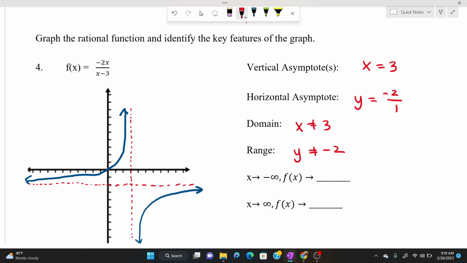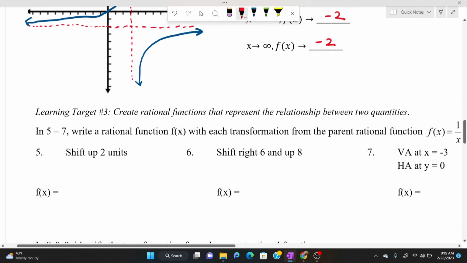Here, end behavior, as x approaches negative infinity, y or f of x will approach negative 2, and that'll happen on the right as well. As x approaches positive infinity, the function will approach negative 2. Okay.